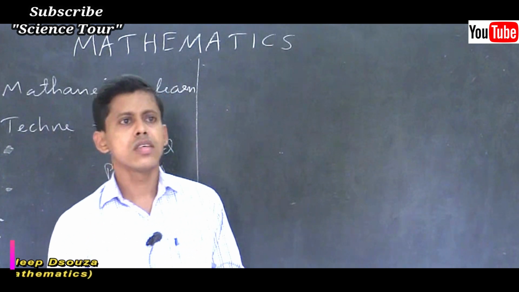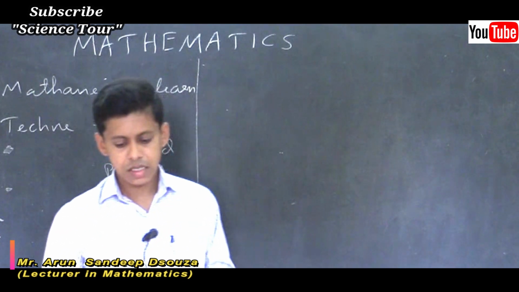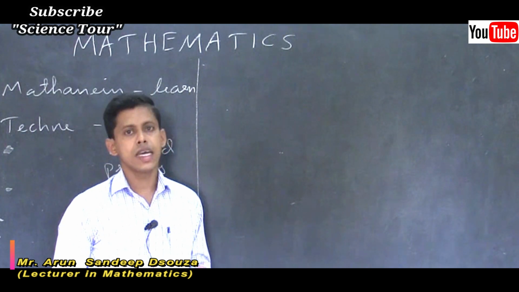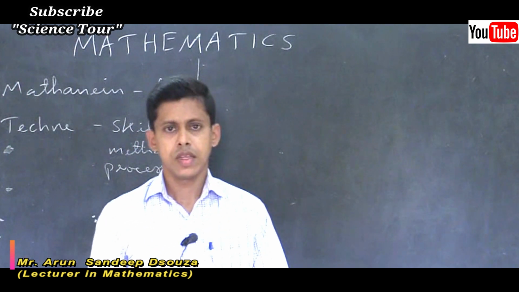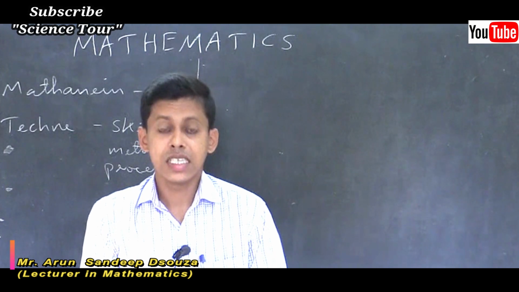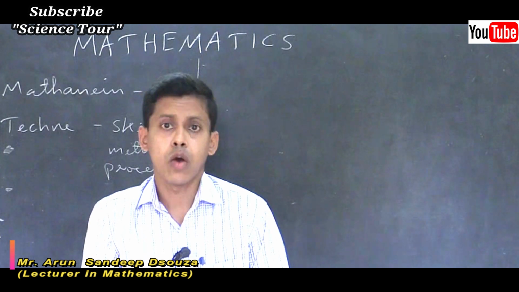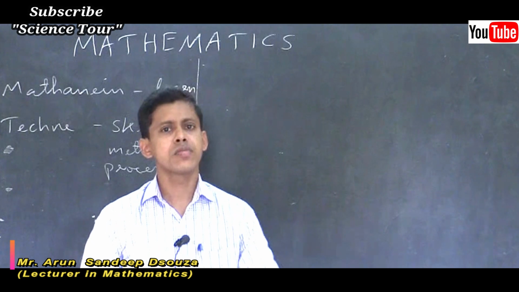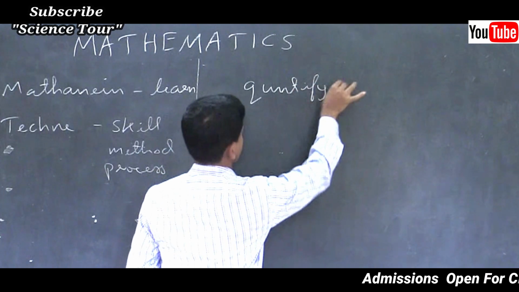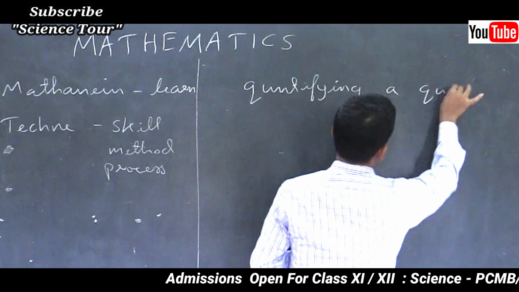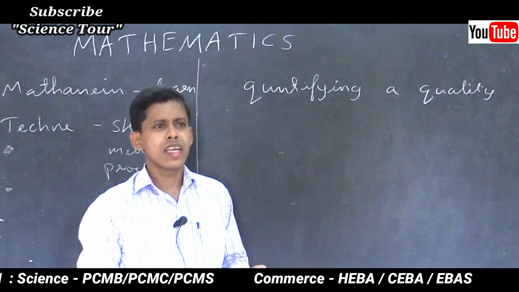And if you want the proper definition of maths, you can define it like this: mathematics is the study of quantity, measurement and their relation. And in general, just to make you understand better, let me tell you this: mathematics is quantifying a quality. Let us say you have a quality, and how do you measure it? That is mathematics. So maths basically deals with quantifying a quality.